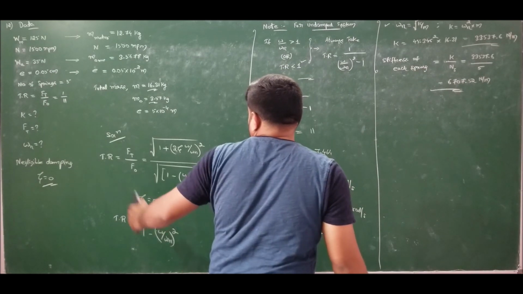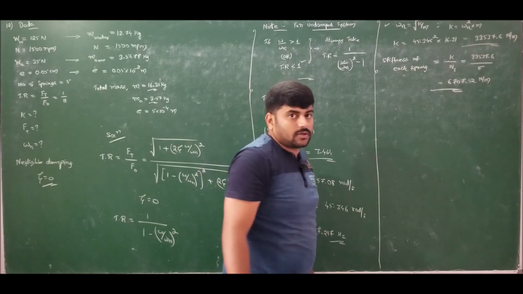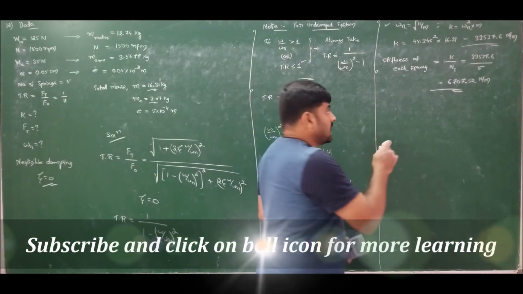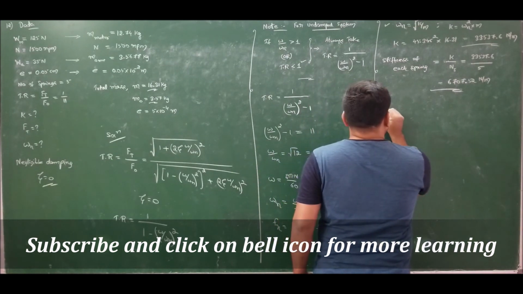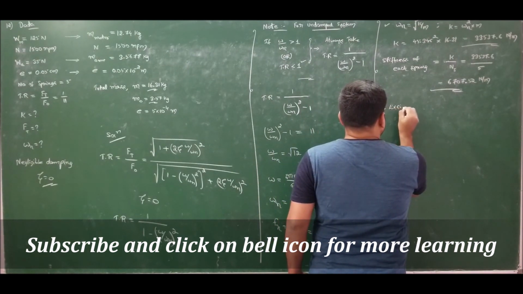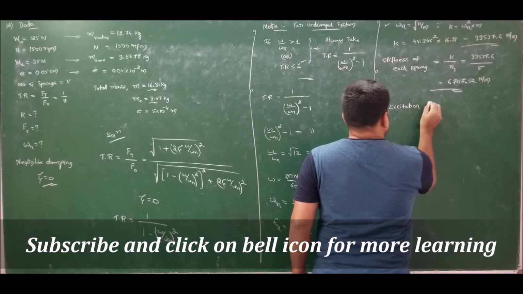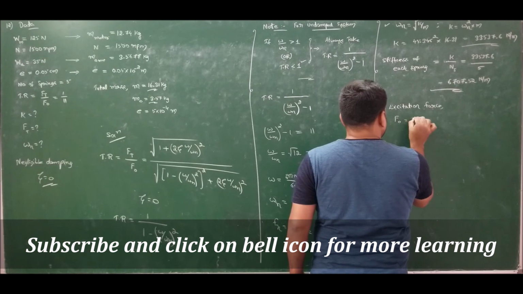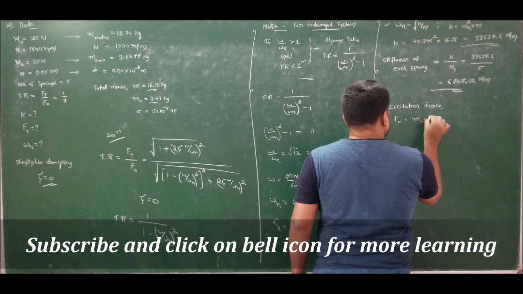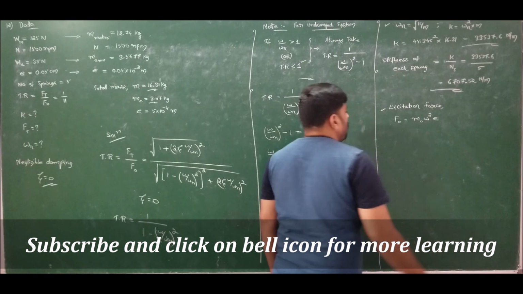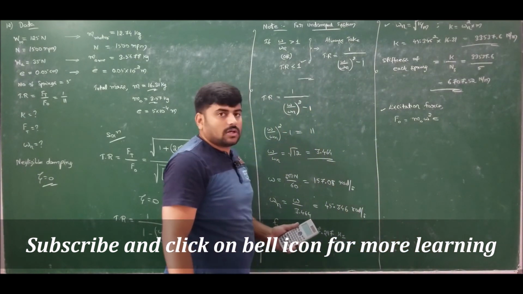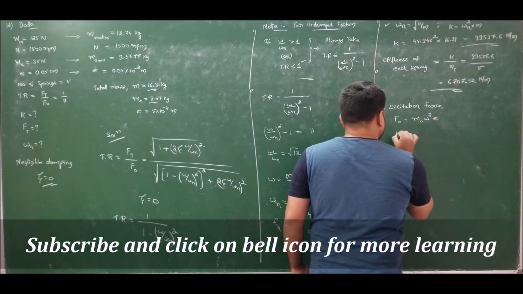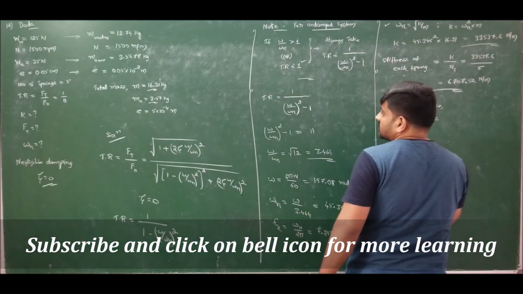Moving ahead, I want to find the force transmitted. To determine the force transmitted, first I should determine the excitation force. The formula for excitation force is already known to us. F naught will be m naught omega square E. This we have already learned through our discussion on rotating and reciprocating unbalance. We know all the values. If I substitute and solve, the excitation force will become how much?